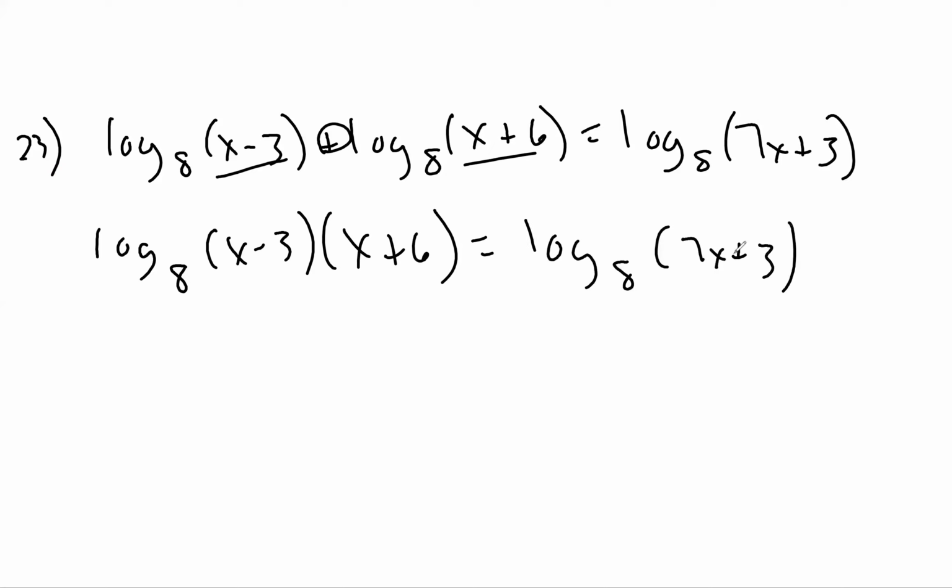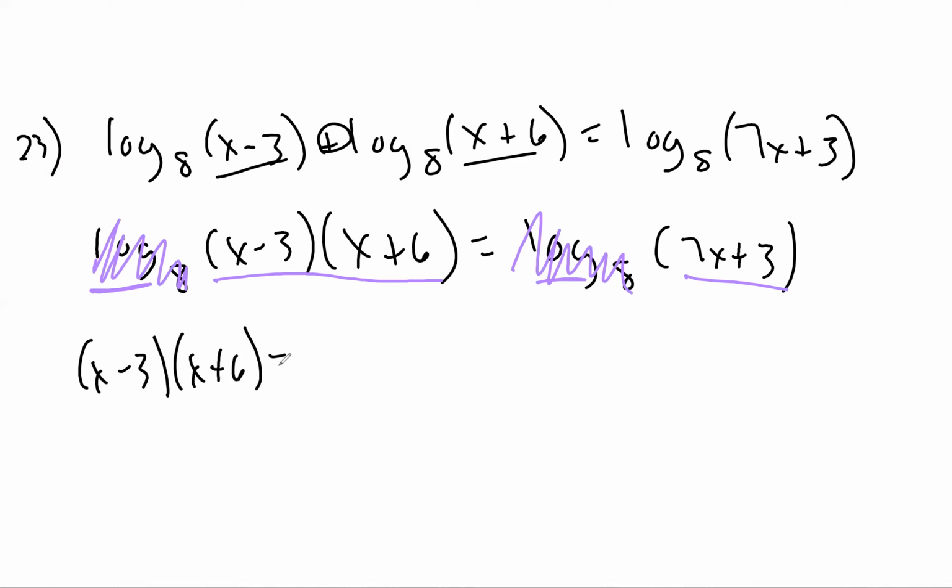Now, the next thing that you're probably going to notice is this is one of the first problems where we've had a log on both sides. And we are allowed to have logs on both sides. When we do, once we condense so that we just have one log on each side, we get to say, I don't really care about the logs right now, because now I know that the stuff has to be equal. So x minus 3 times x plus 6 has to equal 7x plus 3.